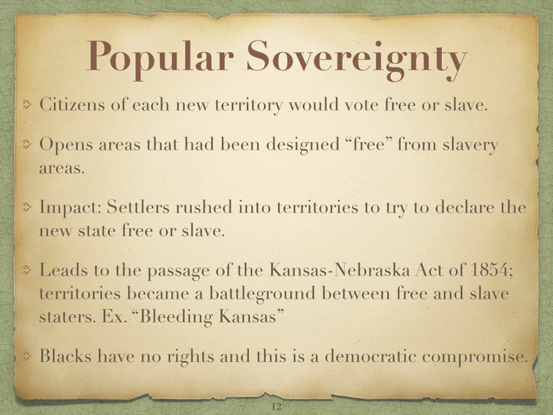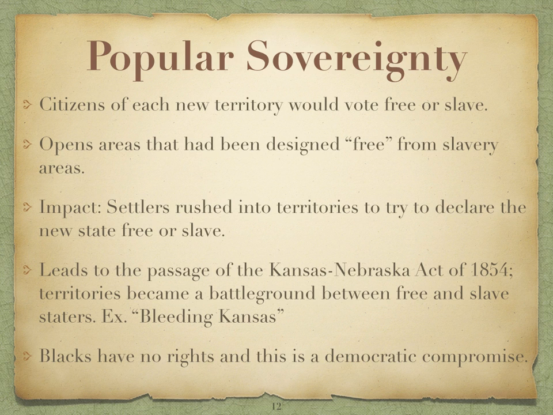Popular sovereignty means the citizens of each new territory could vote free or slave. Sovereignty is, and this is another thing, which is the supreme sovereignty, the federal government or the state government? The settlers rushed into territory. I mentioned this before. When a territory was ready to become a state, they would rush in from other states. People from the South rush into that new territory to become a state.